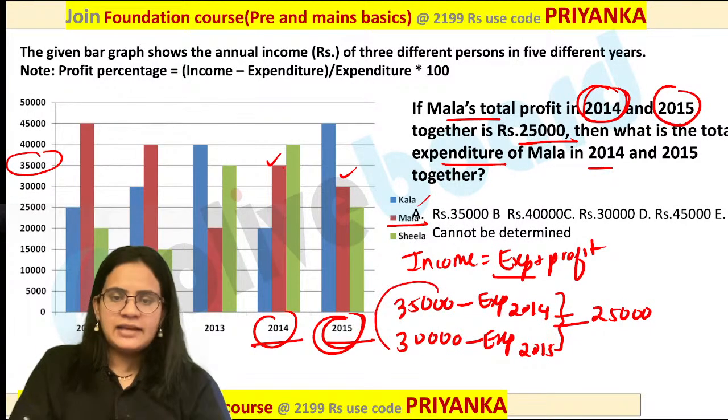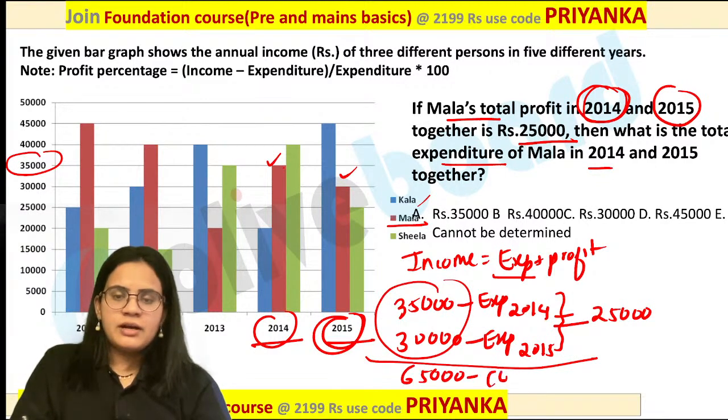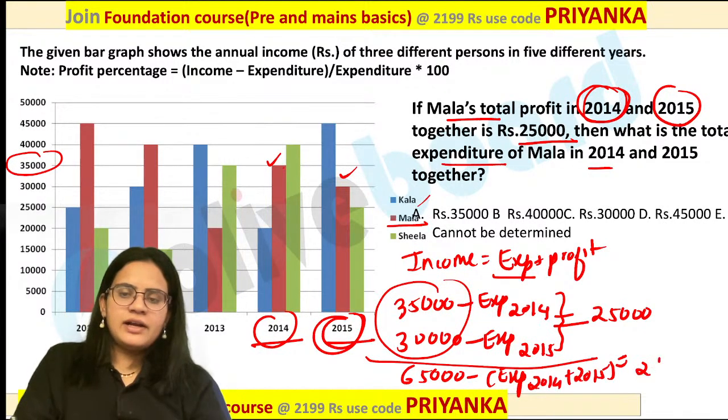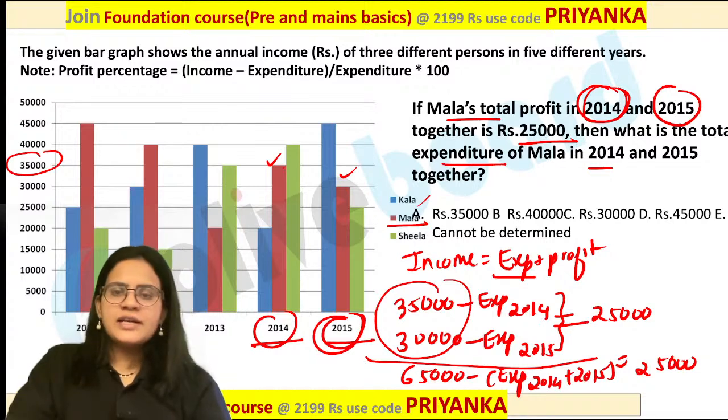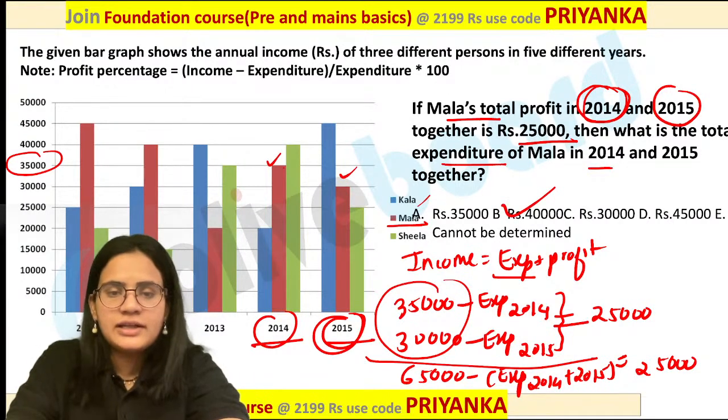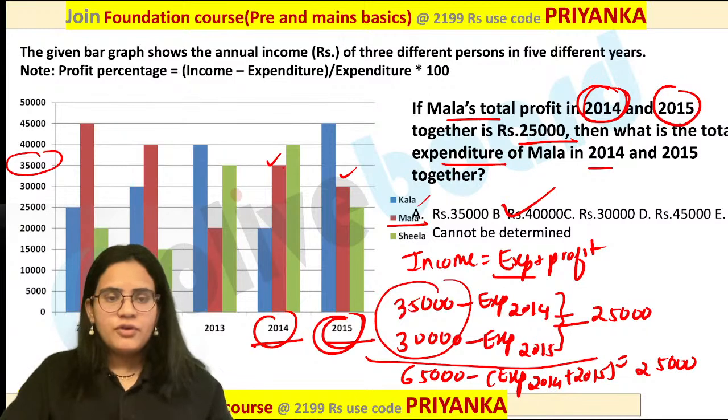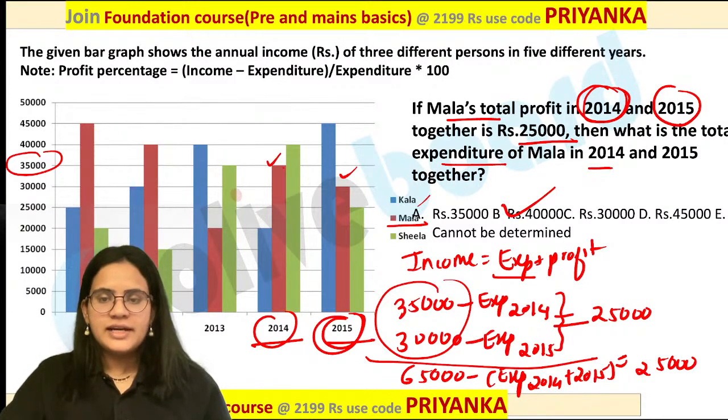What you can do is add these two values, that is nothing but 65,000 minus, if I am talking about expenditure, both of the expenditures would be added, that is 14 and 15, which will be equal to 25,000 over here. See, yes, you are getting the perfect answer. 40,000 would be the value over here. Yes, you are right, Vishwajit, Dhruv, Meena, you are right.